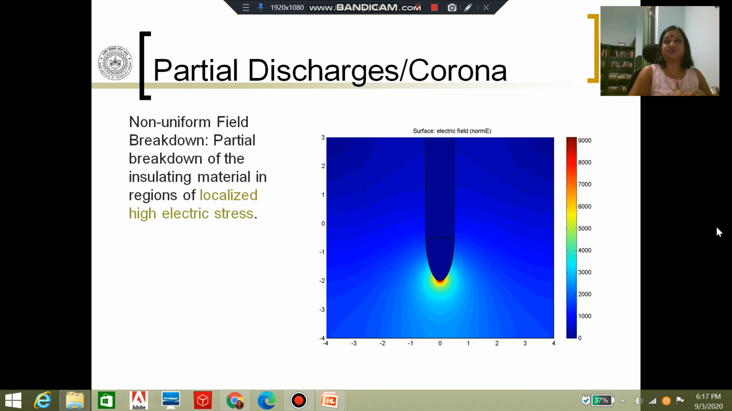Corona happens in transmission lines. Many of you, if you have been traveling, let's say in the countryside where you have these huge transmission towers and the high voltage lines, on a rainy or a foggy day, you might see a white glow along the transmission line. And that is corona. So let us first learn more about corona, and we'll learn about PD later.